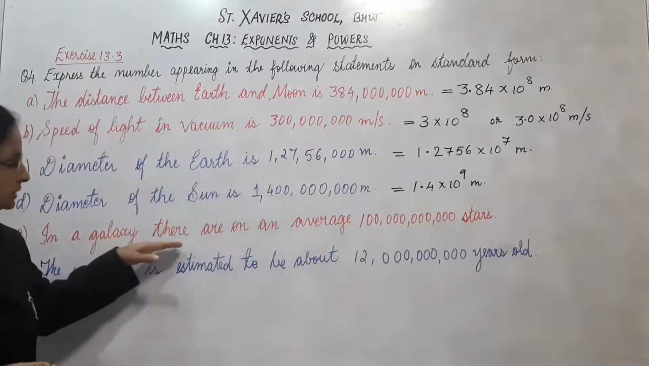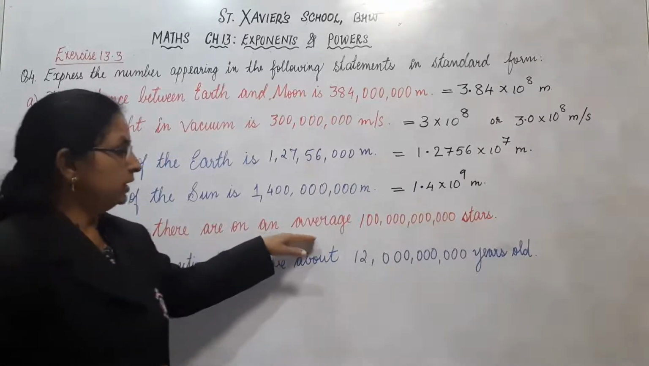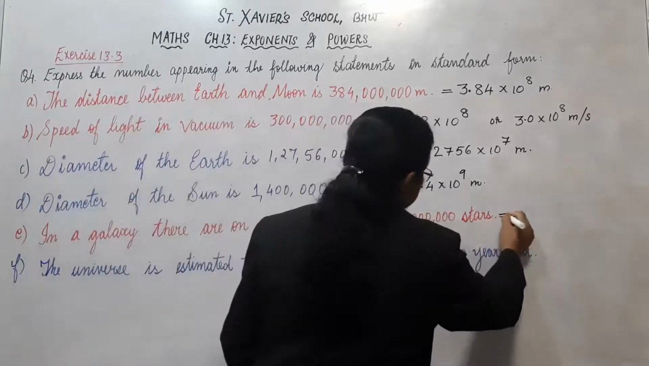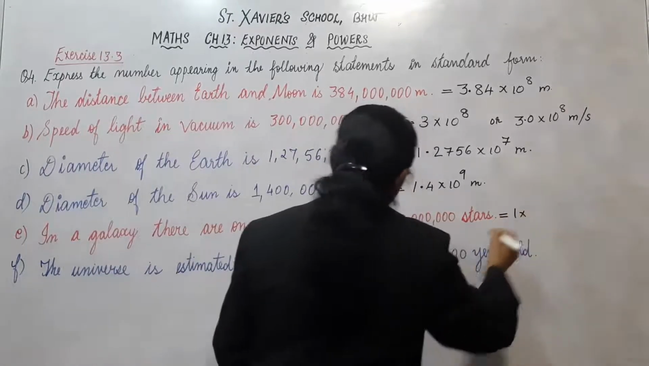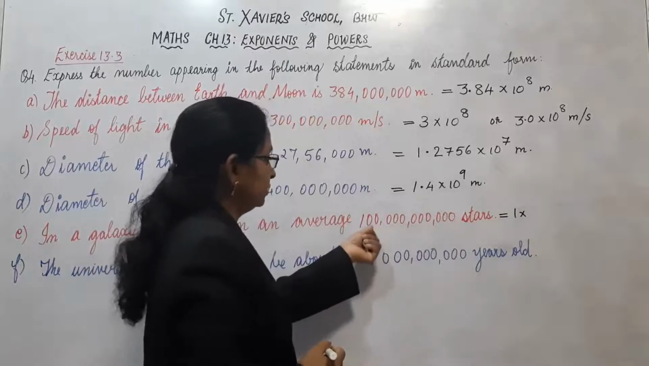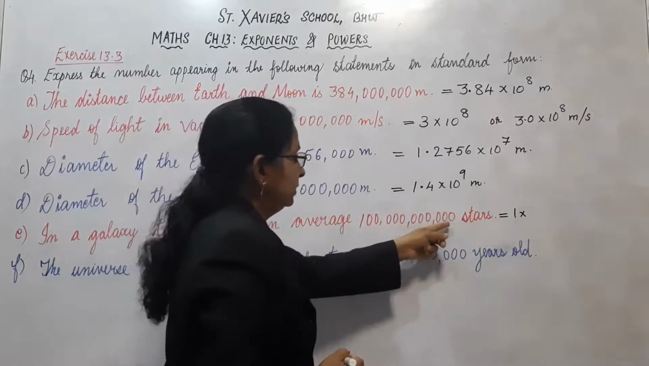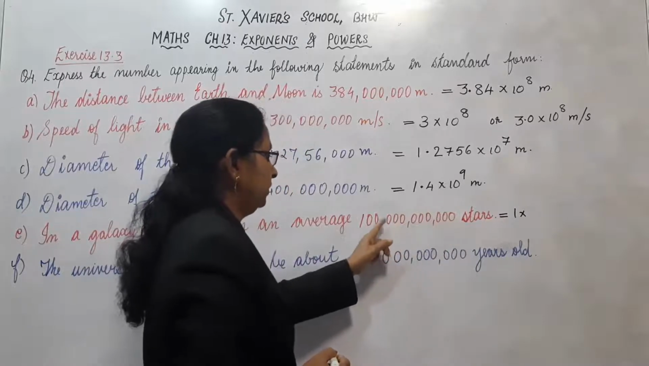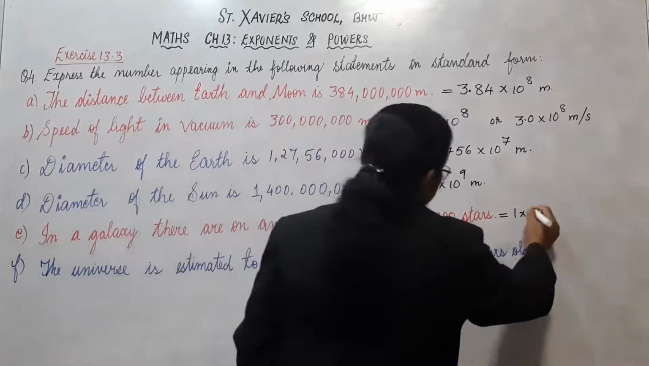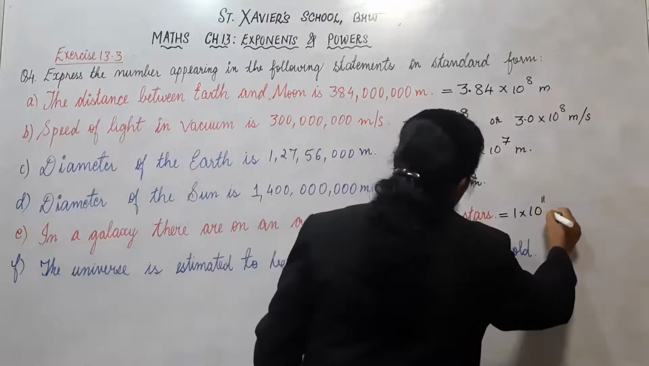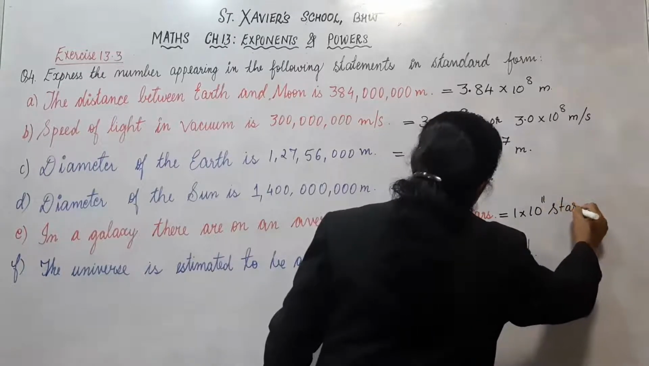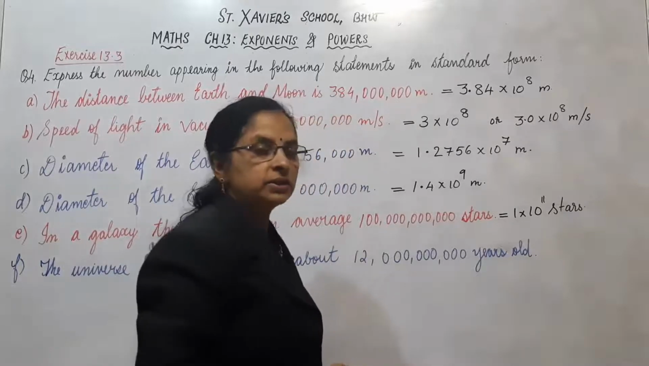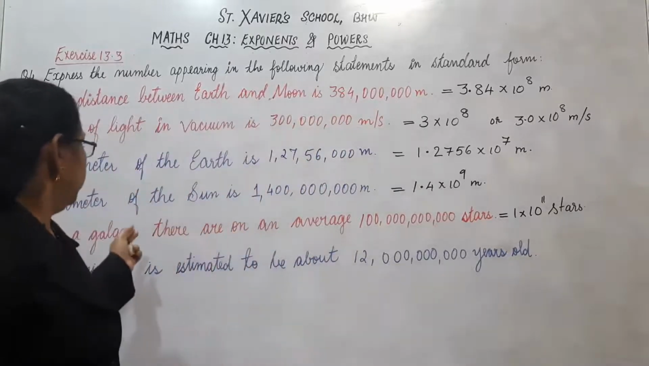Next, in a galaxy there are on an average so many stars. 1 into, after 1 how many zeros are there? 1, 2, set of 3 you count. 3 plus 3, 6, 9, 10, 11. Total 10 raised to 11 stars. So now we can easily read it. 1 into 10 raised to 11 stars are there in a galaxy.